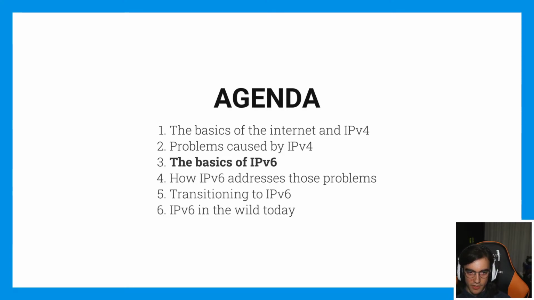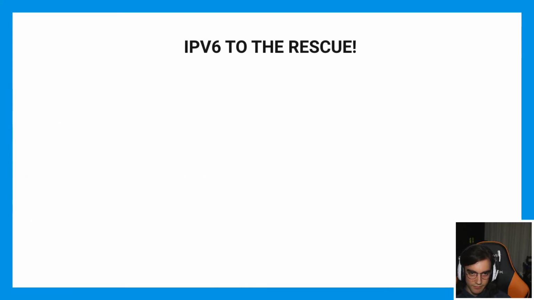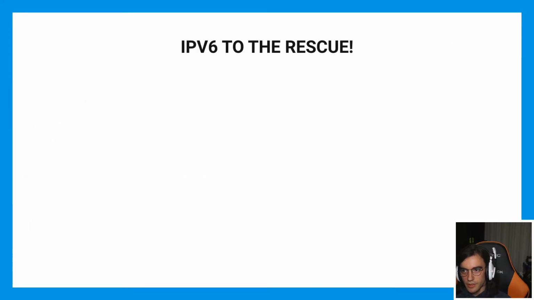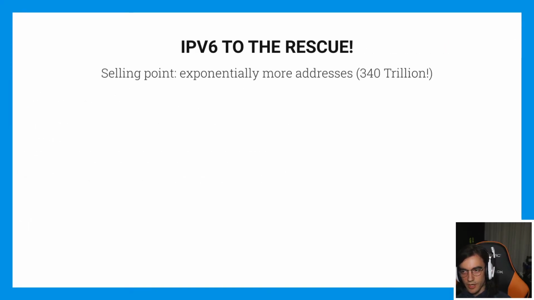So now I'm going to talk about IPv6 basics. IPv6 to the rescue. The biggest selling point of IPv6 is that it touts a whopping 340 trillion IP addresses, which is, if you think about it, way more than the 4.2 billion in IPv4. In fact, I wrote trillion because the number is so big that if I tried to write it on the slide, it would probably take multiple lines.